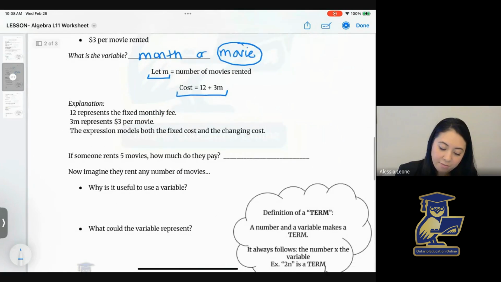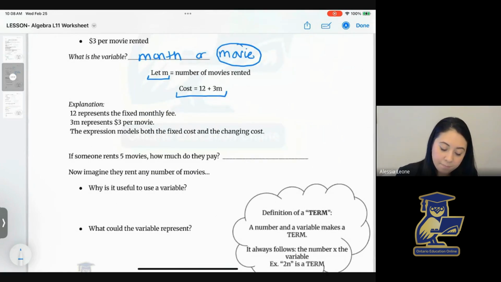If someone rents 5 movies, how much are they paying? So then it's a matter of just using our expression and plugging in the information. So cost, 12 plus 3, and they rented 5 movies. Let's solve that. 12 plus 15. 12 plus 15 is 27. So they pay $27.